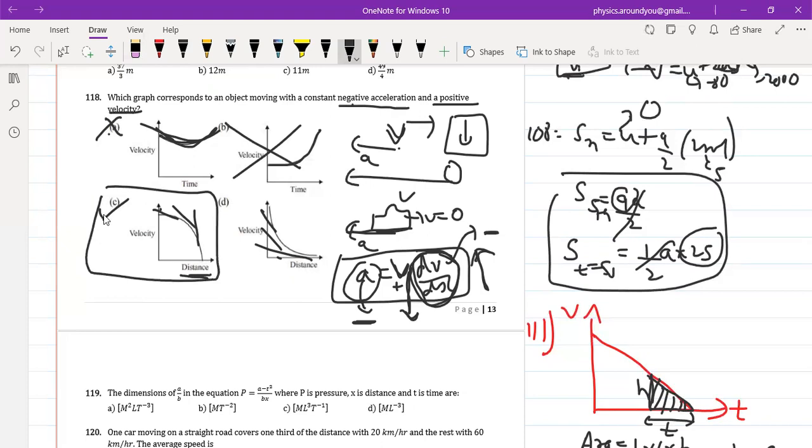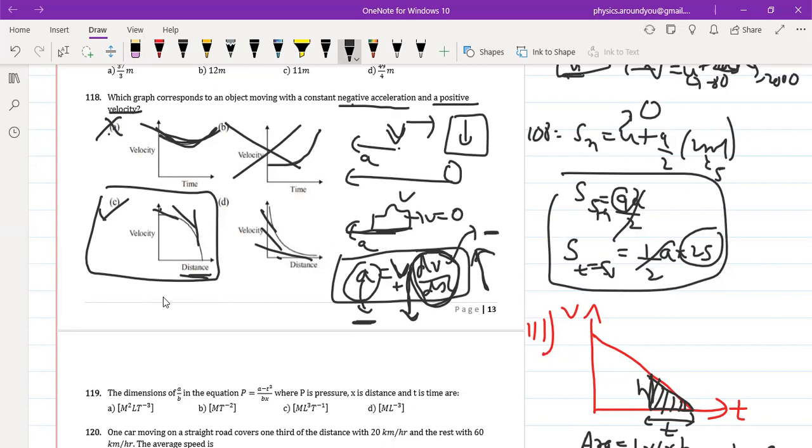How? a equal to v dv by dx. I should make a a negative constant. That would only happen when dv by dx is increasing. The slope should be increasing, and at the same time the slope should be negative, right? So that is the 118th question, answer C. So the right approach would be elimination and using a equal to v dv by dx.